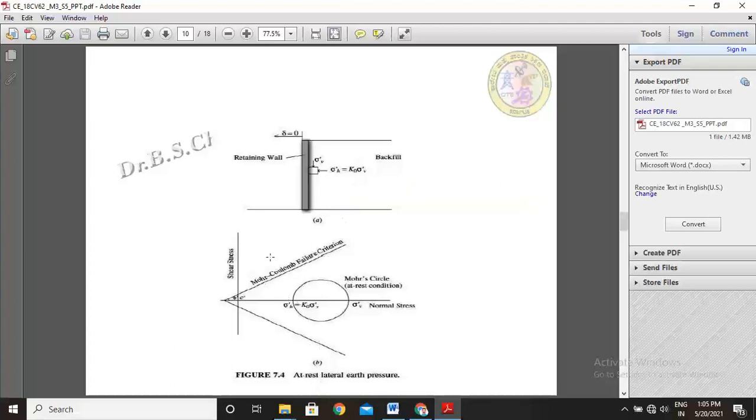Now see, this is the Mohr circle stress diagram. The y axis is shear stress, the x axis is normal stress. The Mohr circle and failure envelope we have already seen in the shear strength chapter. From here to here is sigma h dash, and here to here is sigma v dash. From here to here is the deviator stress, and this circle we define as the Mohr circle at rest condition.